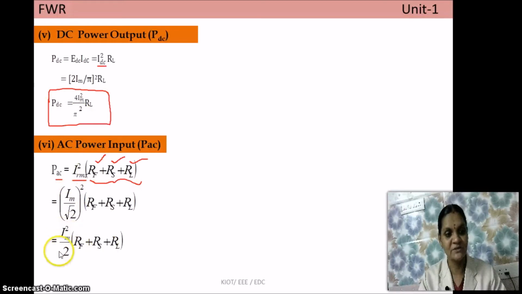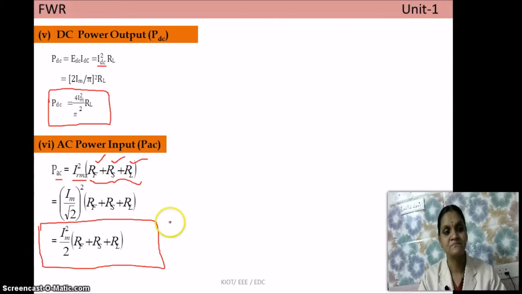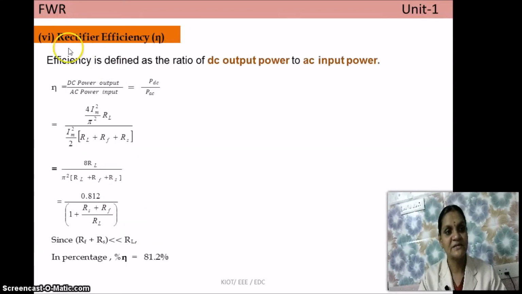Simplify this one, this becomes PAC is equal to IM square into (RL plus RF plus RS plus RF). So this is AC power. The next one, rectifier efficiency. You know the formula, it's defined as the ratio of DC power output to AC power input. So substitute PDC, you know PAC, you know, substitute the formula and then simplify.